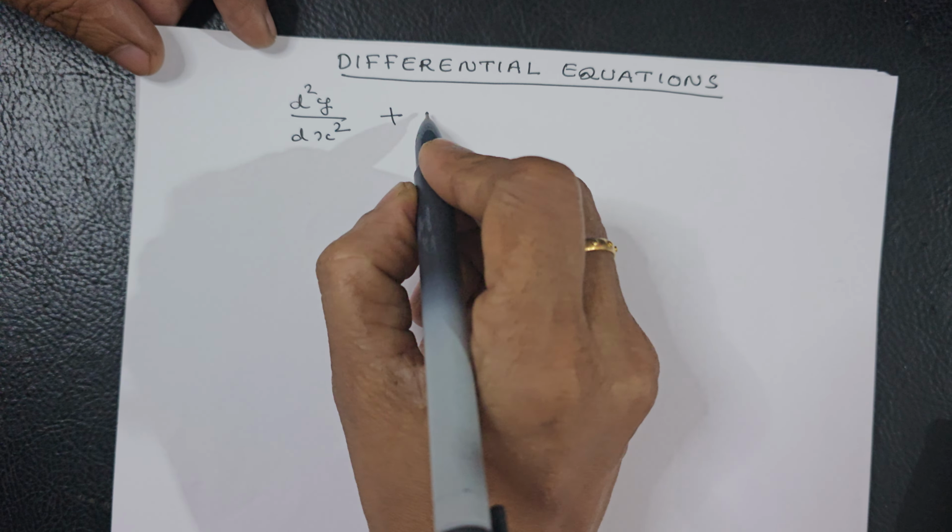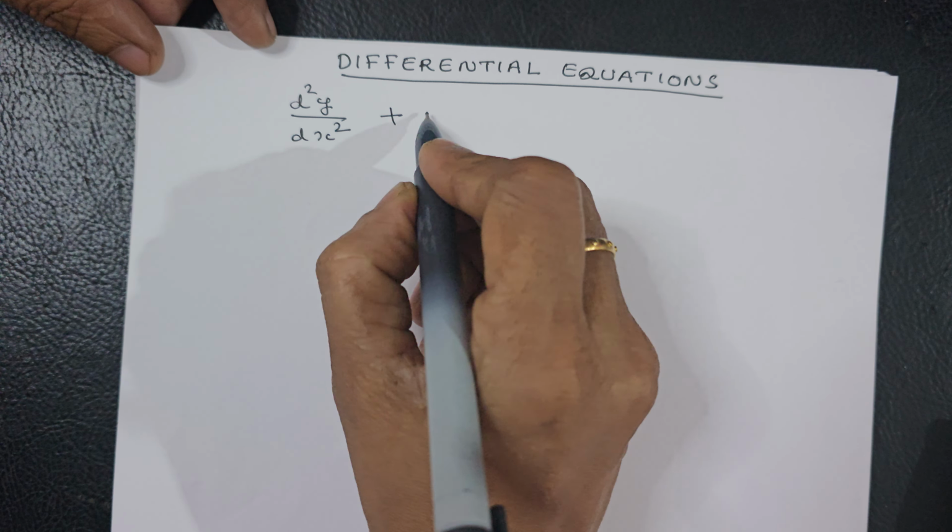Then what is the general solution of the variable separable form? The general solution is given by integrating both sides. Simply integrate both sides and you will get the general solution. So, integral dy by g of y is equal to integral f of x dx plus c. That is the general solution of the variable separable form. Simply integrating both sides, we get the solution.